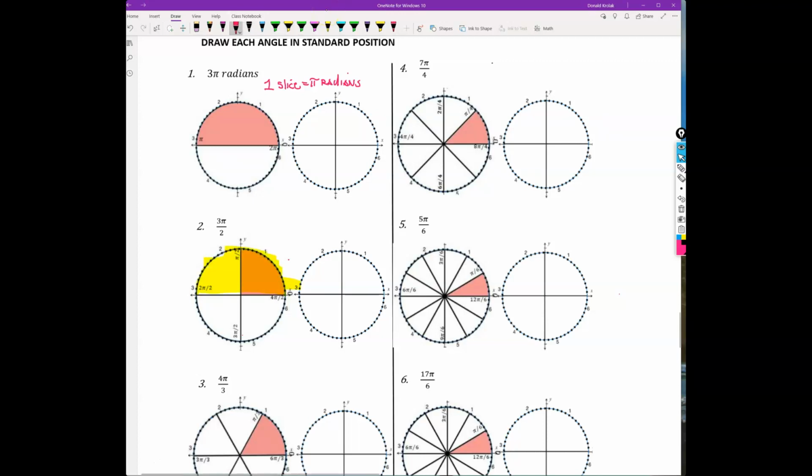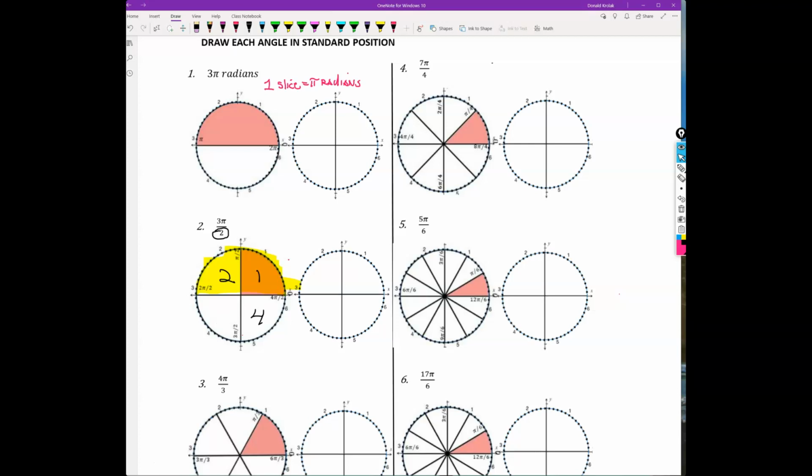All right, so I got 2 halves on the top, 1, 2, and then I got 2 more on the bottom. Okay, so this bottom number tells you how many parts you're cutting half of the circle into. I'm taking half of the circle and I'm cutting it into 2 equal parts.